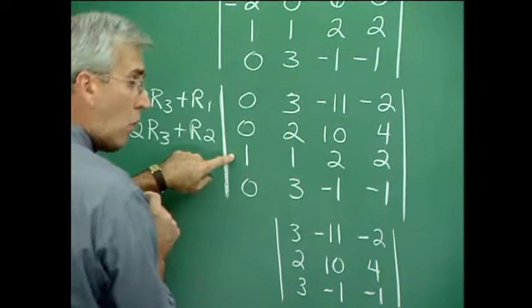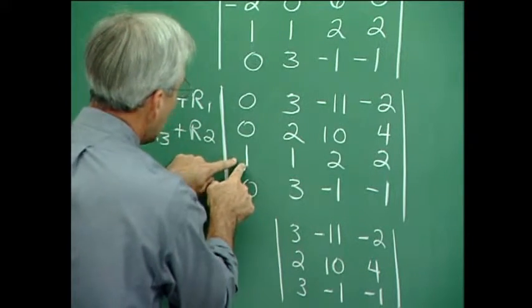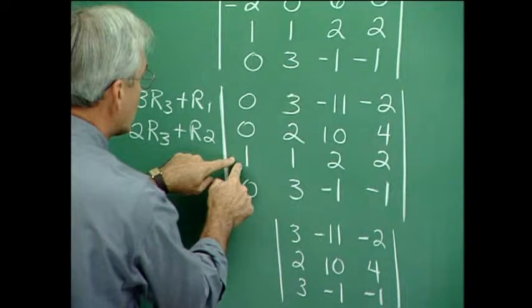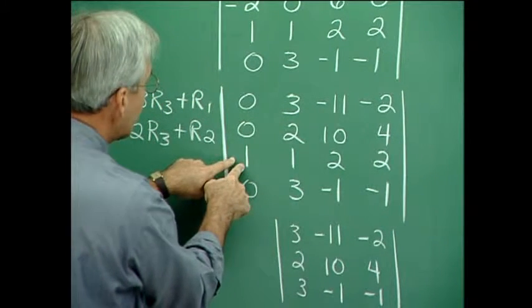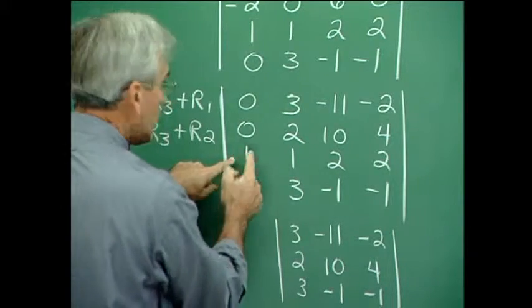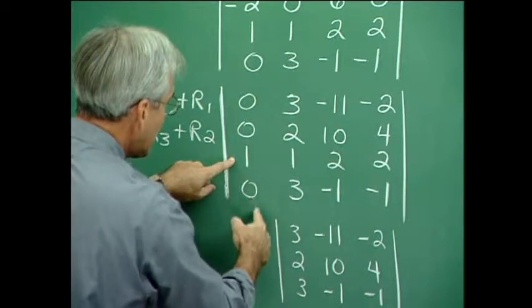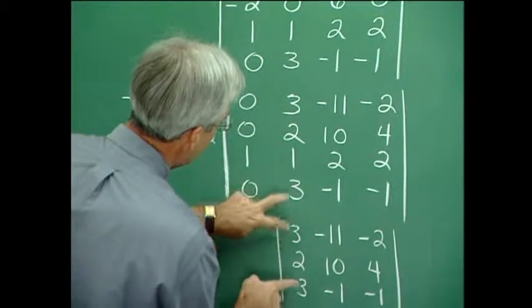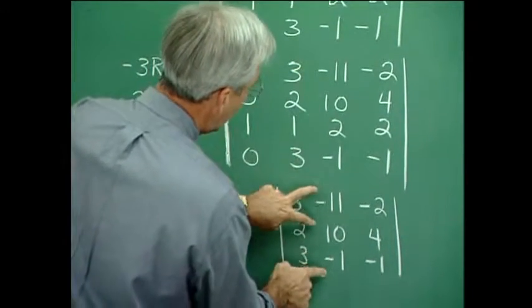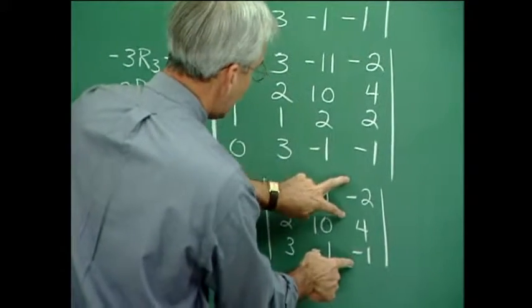Well, what's the cofactor of this 1? Well, we need to consider the sign pattern, and the sign pattern here would be plus minus plus. So we're in good shape there. And then the determinant then is of the matrix, which is take out row and column, and we have the 3, 2, 3, the negative 11, 10, negative 1, the negative 2, 4, negative 1.